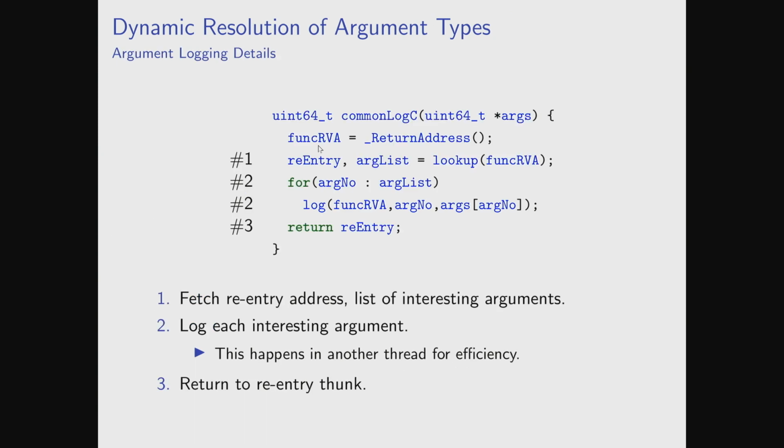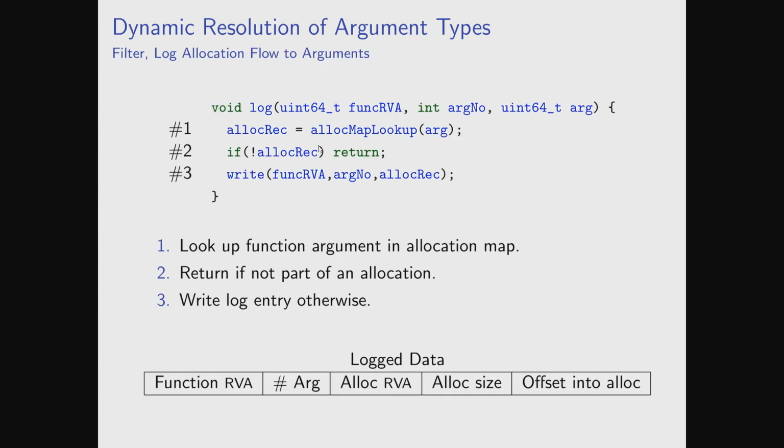So then this is the C version of the logging function, which is just: look up in the hash table the list of pointer-sized arguments as well as the re-entry location. And then for each argument, log it, which is to say, for each pointer-sized argument, look up, is this within our allocation map? Does this argument correspond to something that is currently allocated? And then, if so, log the function, which argument, where the allocation came from, how big the allocation was, and the offset into the allocation.